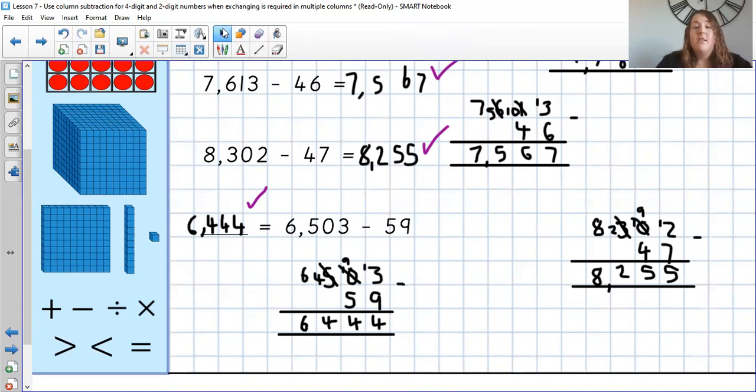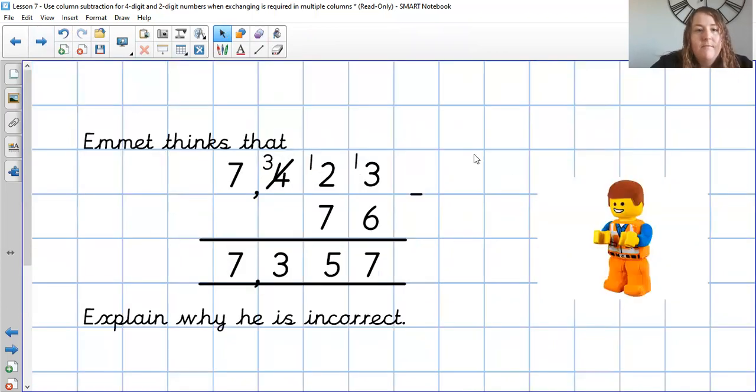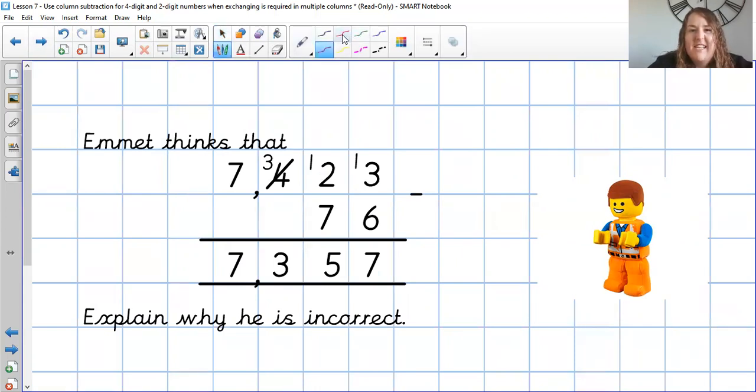Okay, if you need to rewind and watch any of those back, you're more than welcome. If not, let's see what Emmett's done wrong. Okay, Emmett thinks that 7,423 take away 76 is this answer. Explain why he is incorrect. Again, if you want to pause this and have a go and see if you can work it out yourself, you're more than welcome. If not, we'll go through step by step and we'll see if we know what he's done wrong.